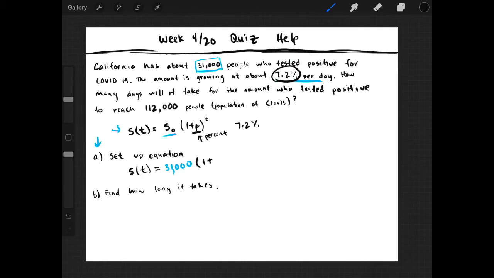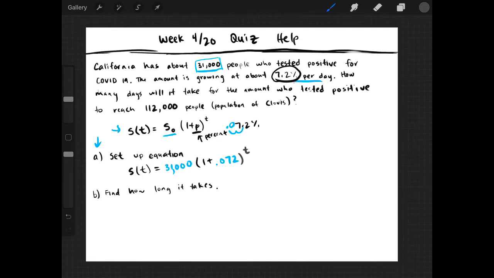But again, we don't just do 1 plus 7.2. We have to change that into a decimal. So you move the decimal point to the left 2 times. 1, 2. So we have 0.072. That's what's going to go inside 1 plus 0.072. We close off that parentheses and we go to the power of t. That's your equation, right? That's how you set it up.